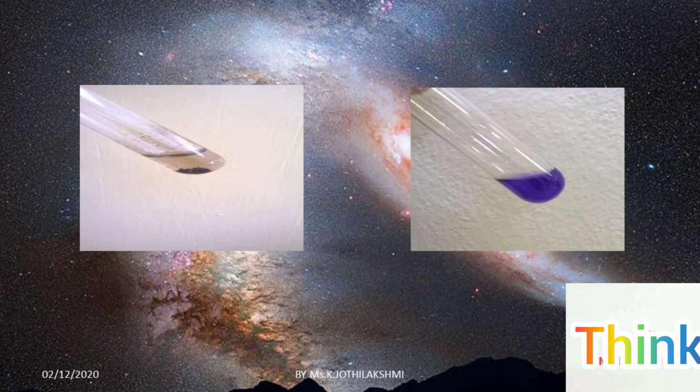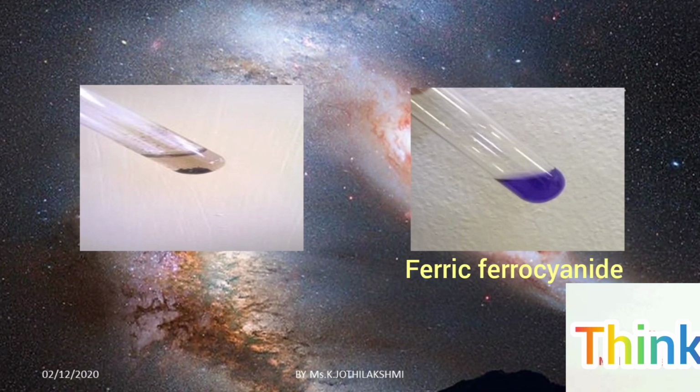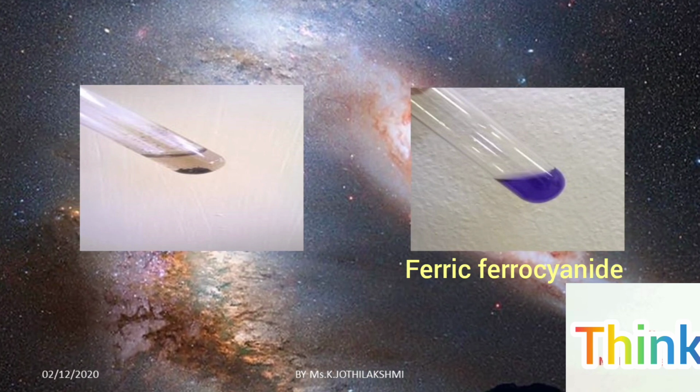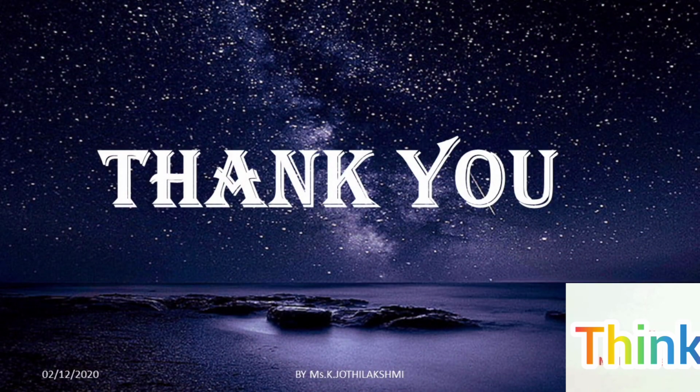I hope you all understand. You can easily identify the color difference between these two before and after the reaction, and this is the Prussian blue precipitate, which indicates the presence of nitrogen. I hope you all understand.